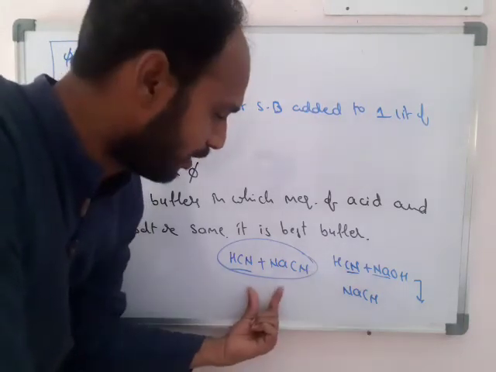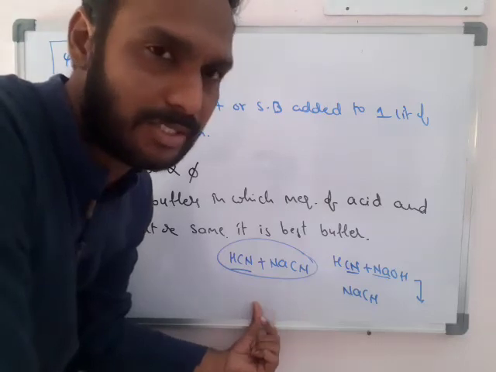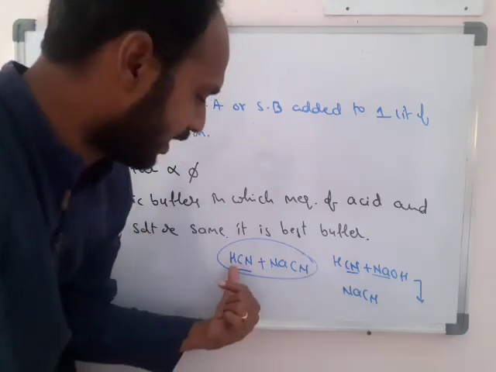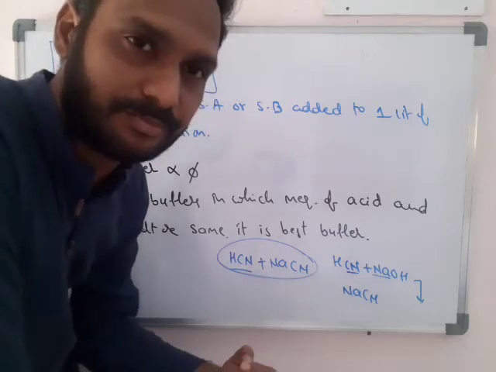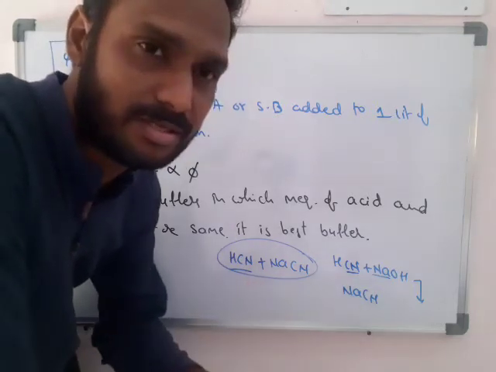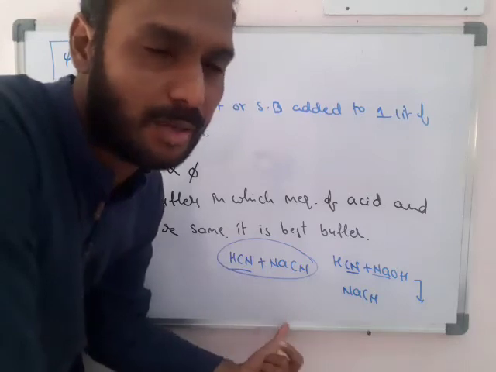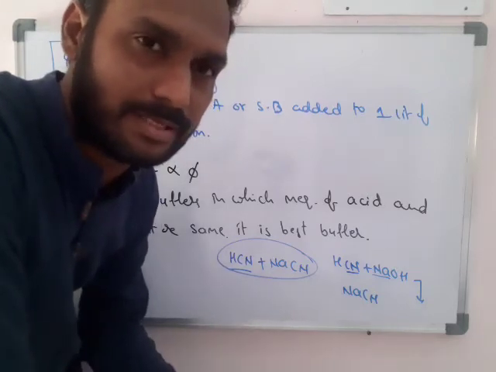NaOH. So we can treat these as a conjugate acid-base pair. Because what is the difference? H plus, Na plus. Only one H plus is the difference. We do not consider the Na plus difference. There is one H plus difference, so it can be treated as its conjugate base.